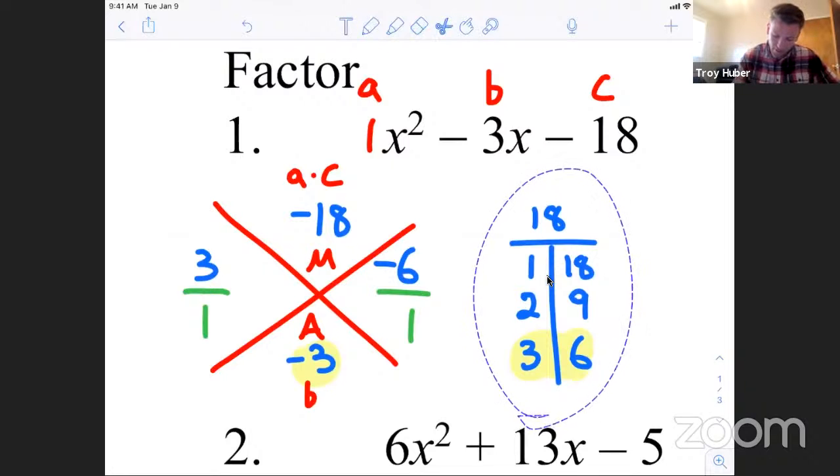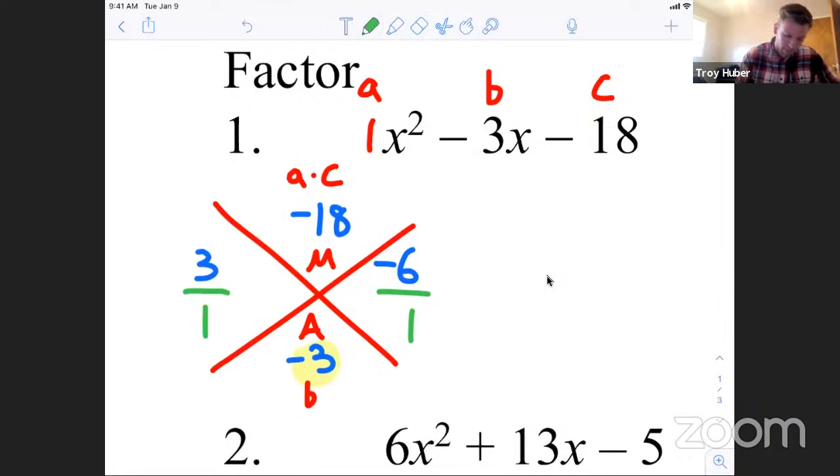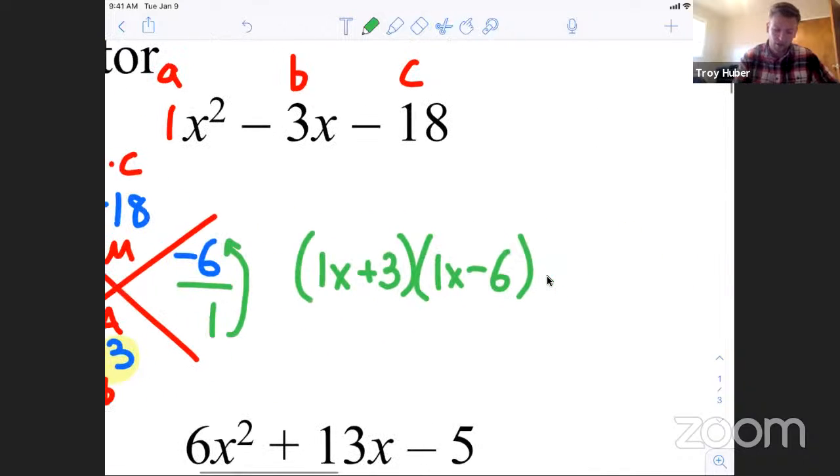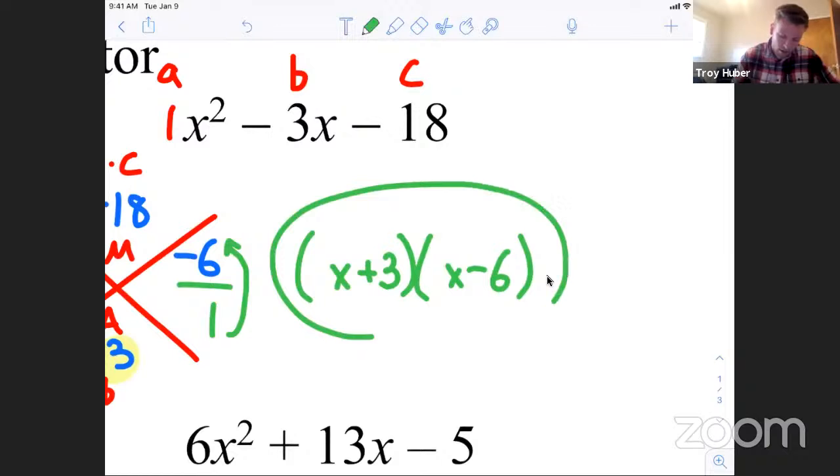So in this one here, bottom to top, this would be 1x plus 3. Bottom to top, this would be 1x minus 6. Now, do you have to write 1x? No, you do not. So we could really just write x plus 3, x minus 6. And this would be factored. And that's all there is to it.